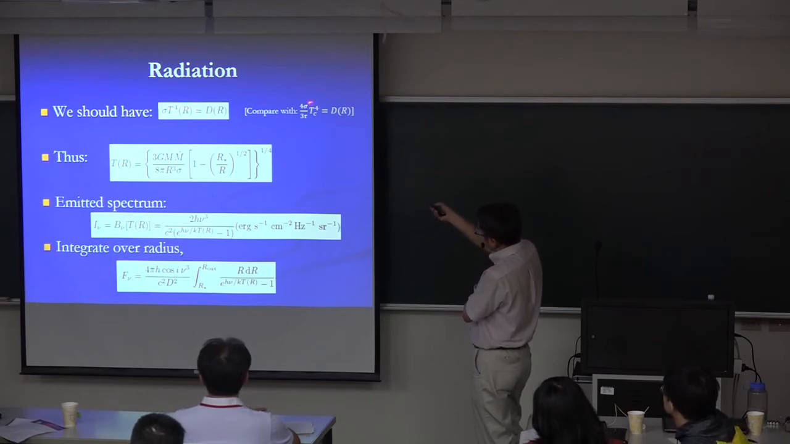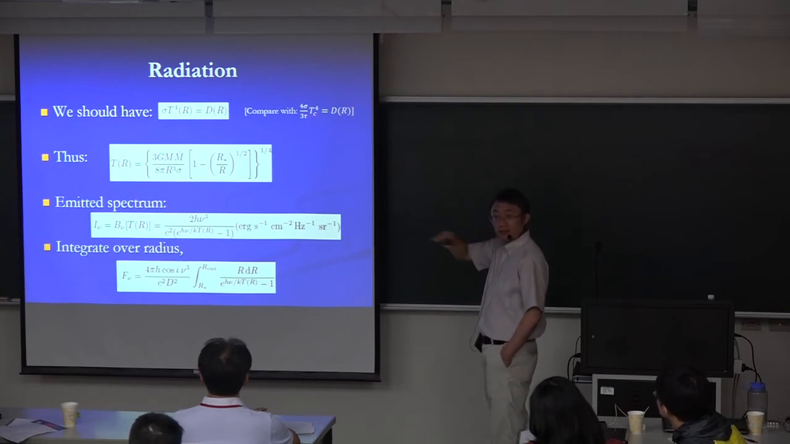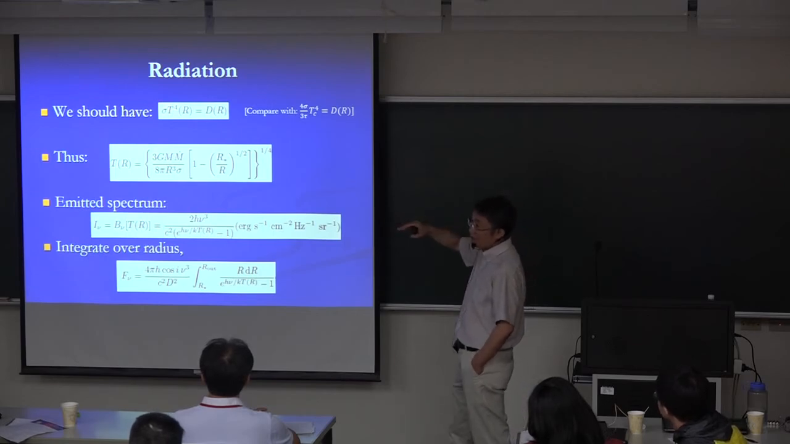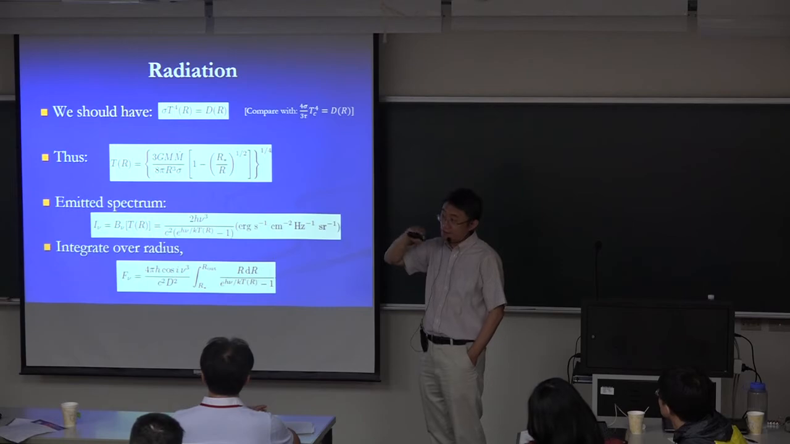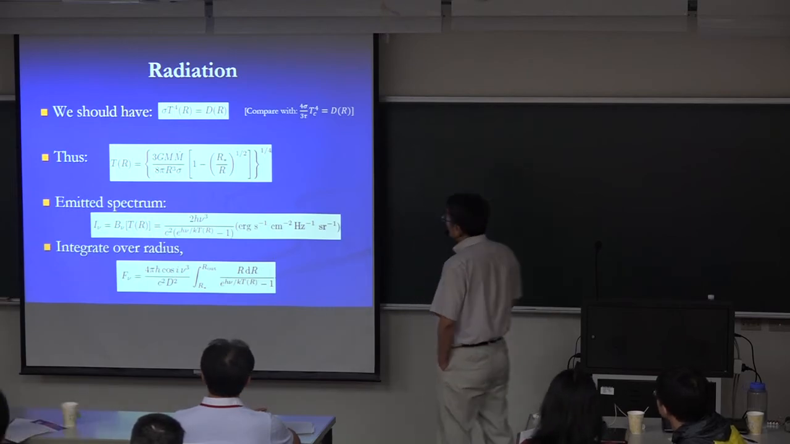Here I use T, but previously I used Tc. Tc means the central temperature of the accretion disk in the equatorial plane. But here the temperature T means the surface temperature, the temperature of the accretion disk at its surface. So these two values are different. Okay.